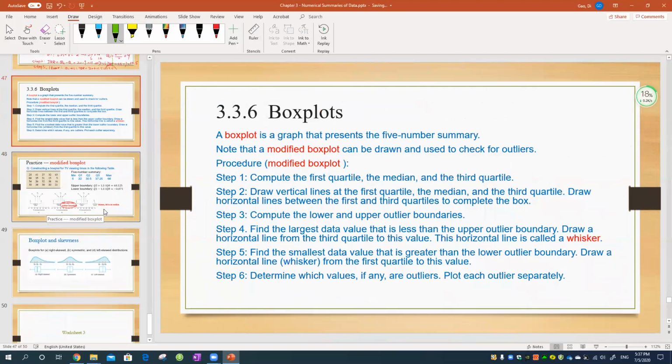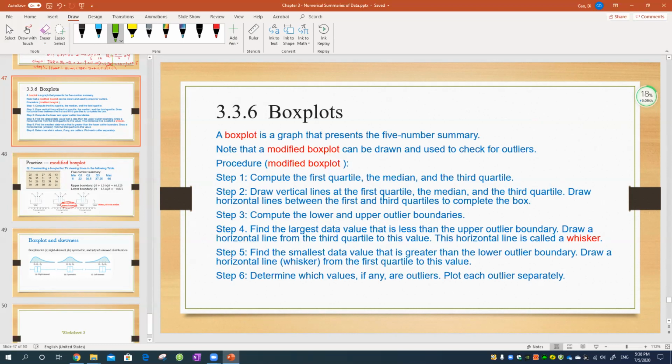In section 3.3 part 6, we're going to talk about box plots. A box plot is a graph that presents the 5-number summary. So we're going to learn something called a modified box plot. For this way, after we draw the box plot, it's not actually the 5-number summary, but something related to the 5-number summary and involving the 1.5 IQR rule. So this modified box plot can identify outliers.